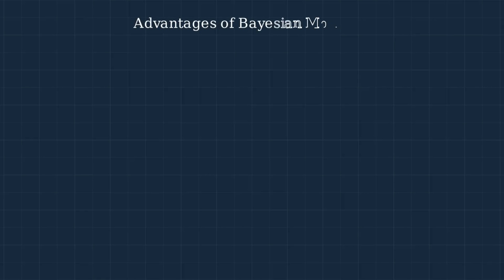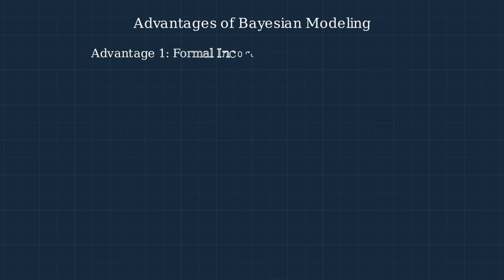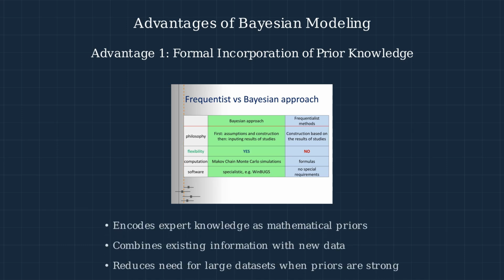Bayesian modeling offers several key advantages over traditional statistical approaches. The first major advantage of Bayesian modeling is the formal incorporation of prior knowledge. Unlike frequentist methods, Bayesian approaches allow us to encode expert knowledge as mathematical priors, combining existing information with new data. This is particularly valuable when datasets are small, but prior information is strong.